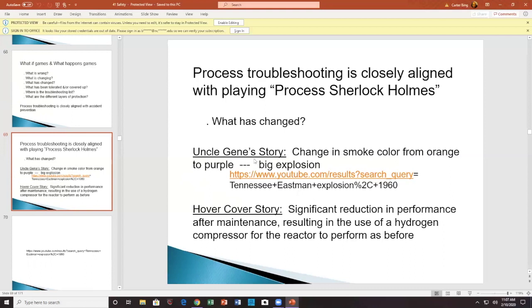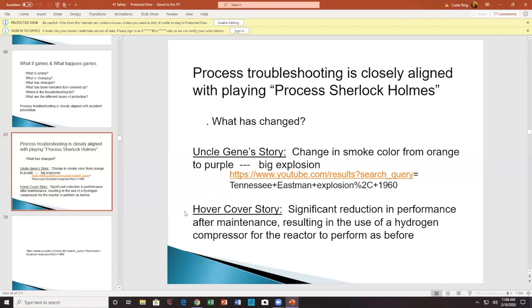I'm not sure this color change in smoke was actually this, right? Tennessee Eastman explosion in 1960. But I remember the explosion in 1960. It's not necessarily this explosion here. But in 1960, my mother spent all morning or all day trying to figure out whether Uncle Gene was still alive during this explosion that hit Eastman. And fortunately, Uncle Gene did survive. Little case in point, I think I was 10 years old then. And so that was my first experience with process safety.